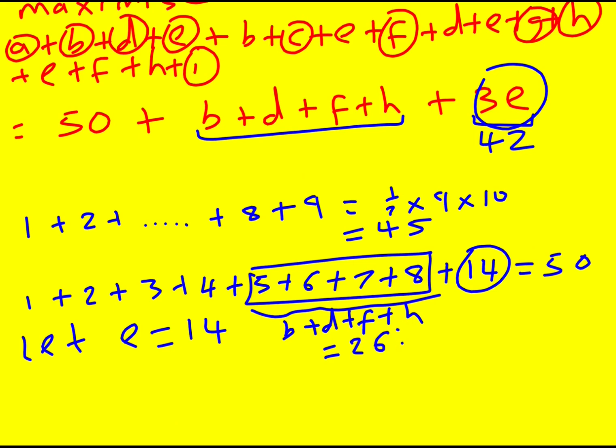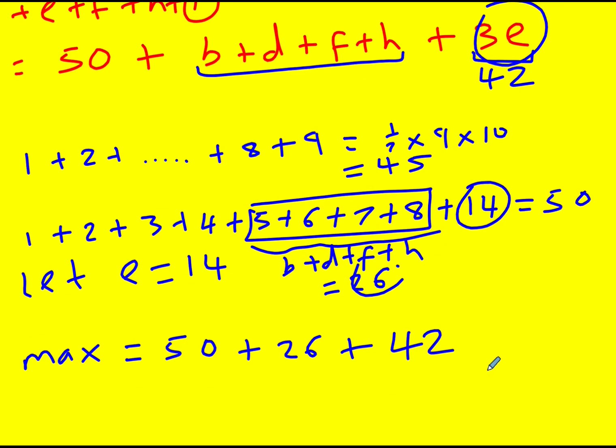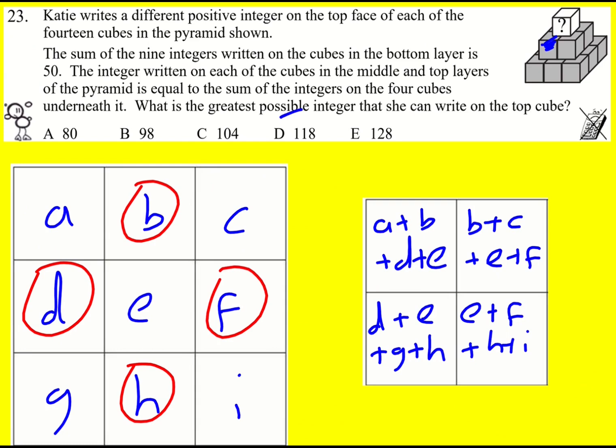Okay, so the maximum value is going to equal the 15 that we get by adding all of them once, plus 26, which we get by maximizing B, D, F, and H, given that we've already maximized E. And then because we've maximized E, we get 42 from that. Okay, this is a nice question, isn't it? So 50 plus 68 is going to give 118. Brilliant.